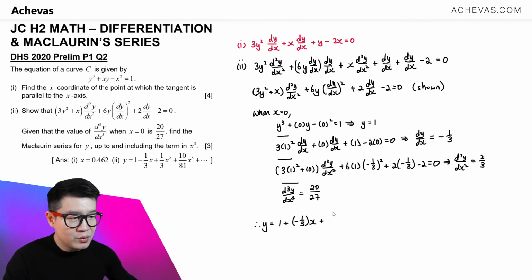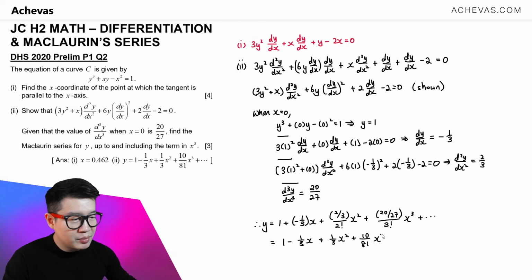F prime prime 0, which is this, so 2 over 3 divided by 2 factorial of x squared. And finally, f prime prime prime 0, which is 20 over 27, this divided by 3 factorial, x to the power of 3, and it is an infinite series, so plus dot dot dot. And this is equal to 1 minus 1 over 3x plus, this is 1 over 3x squared. And this, if you were to evaluate, it is 10 over 81, x to the power of 3.